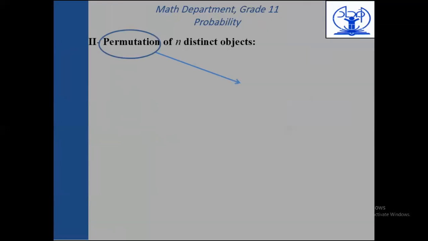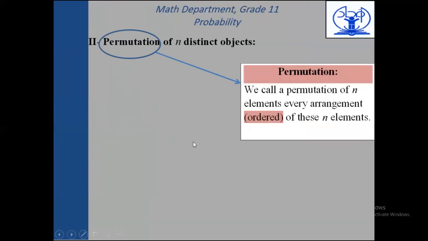Now, let's move to another concept in this session, permutation with n distinct objects. What do we mean by permutation? Permutation is also called arrangement. We call a permutation of n elements every arrangement or ordered arrangement of these n elements. When we talk about order, this means that A followed by B is different from B followed by A.